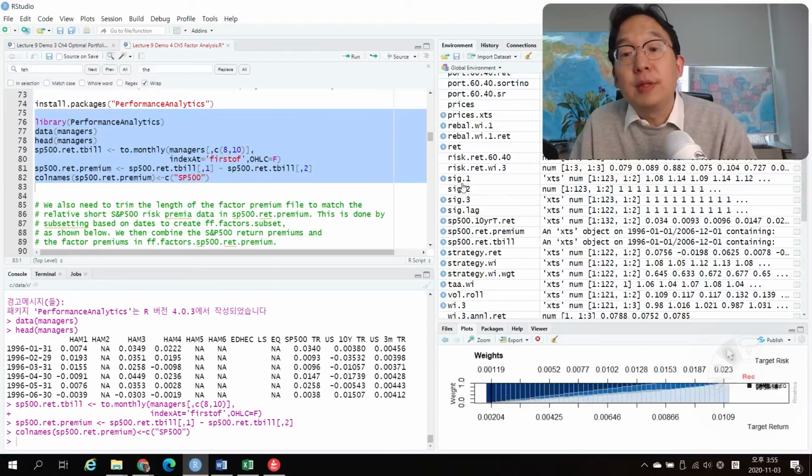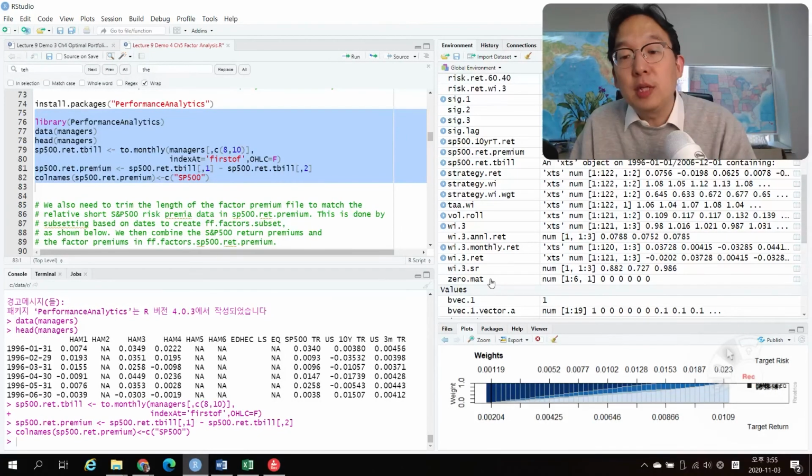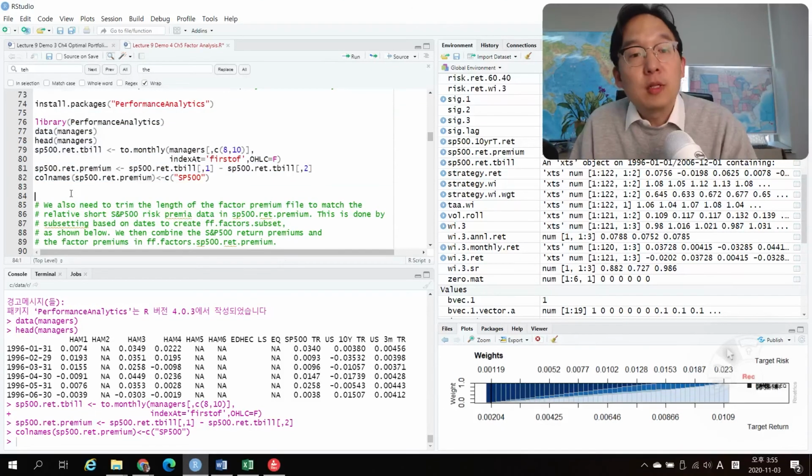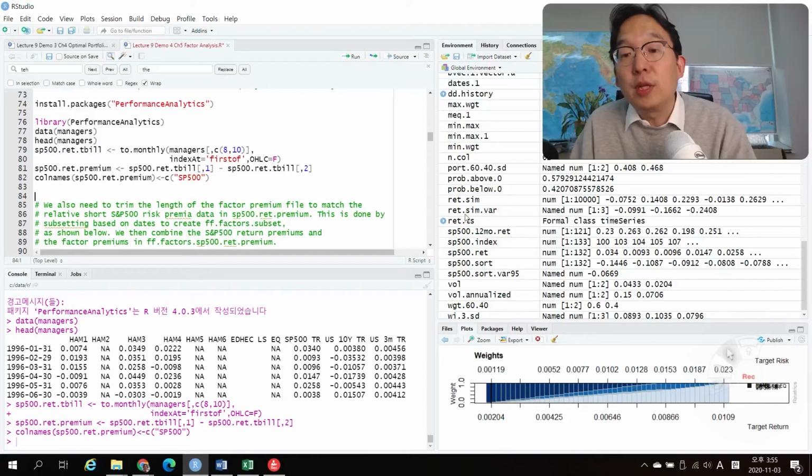Return T-bill. Nah, that's a vector. That's why we don't see it. But anyway, you can check out later. Return T-bill over here. Okay, time series.